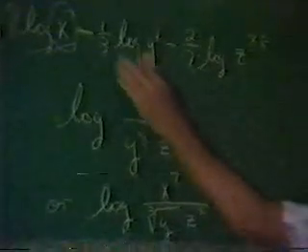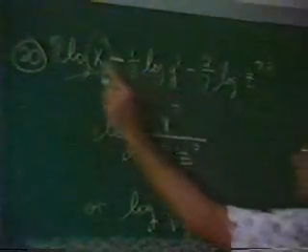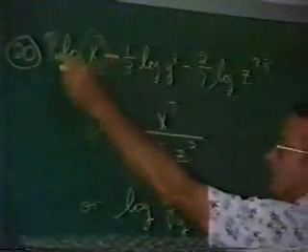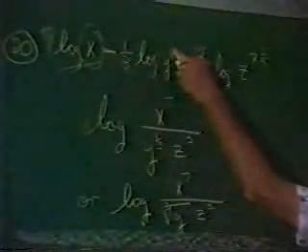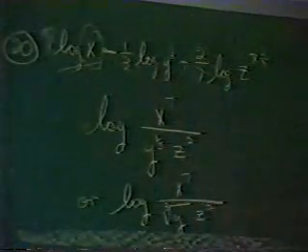Now, if you don't see all that arithmetic moving this in, you need to study this some more. But what I'm saying is this: we can take these numbers in front of the log and move them in as powers. Then subtraction means division.